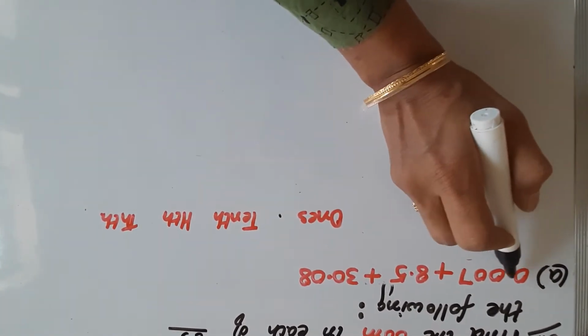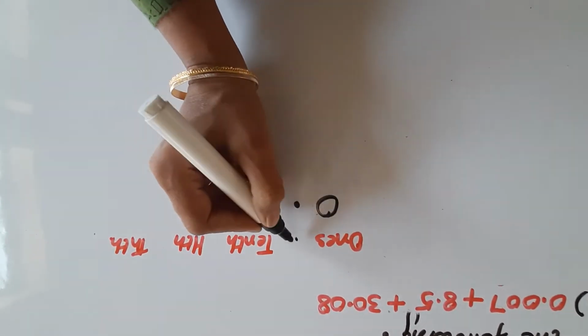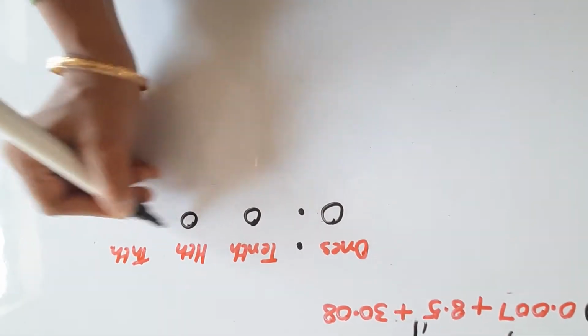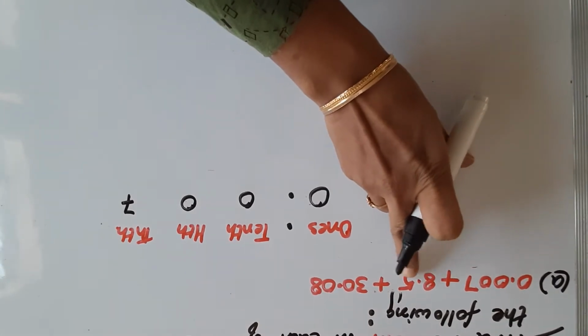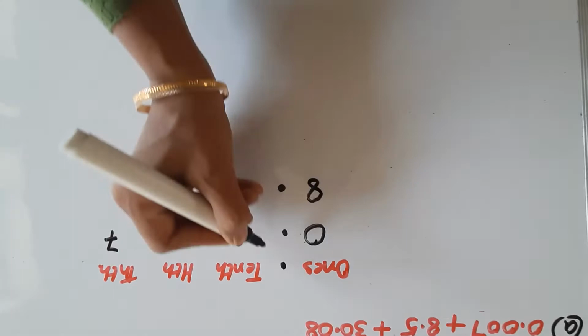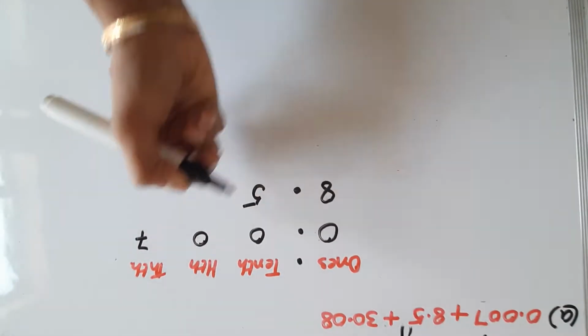So first number is 0.007. So 0 point, decimal should be written under the decimal, 0.007, like this. Next number is 8.5. So we will write 8 point, always under the decimal, 8.5.